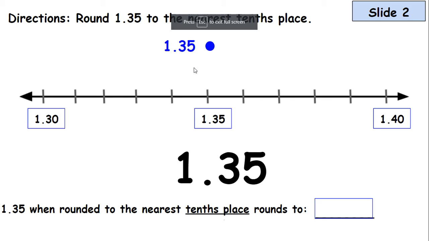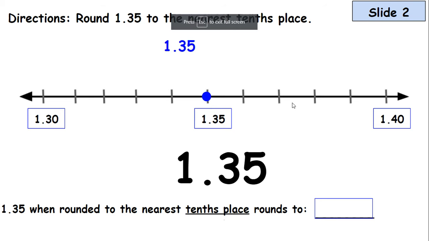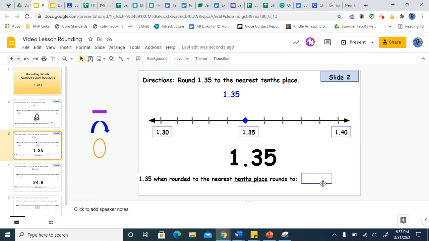So now we can plot our point to represent 1 and 35 hundredths. Oh, we can see that's actually the midpoint. So we can drag our dot to 1 and 35 hundredths. This is exactly between 1 and 30 hundredths, or 1 and 3 tenths, and 1 and 40 hundredths, or 1 and 4 tenths. When it's exactly in the middle like this, we always round up. So 1 and 35 hundredths, when rounded to the nearest tenths place, is 1 and 4 tenths.